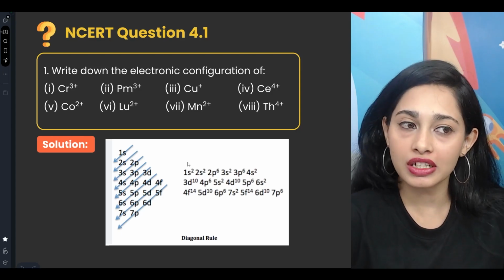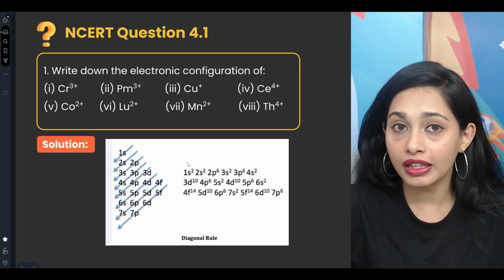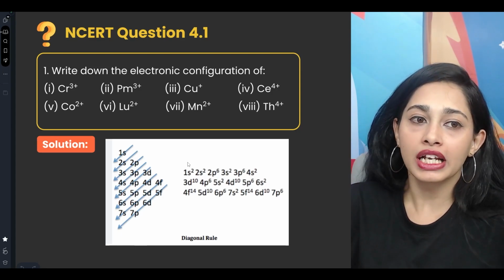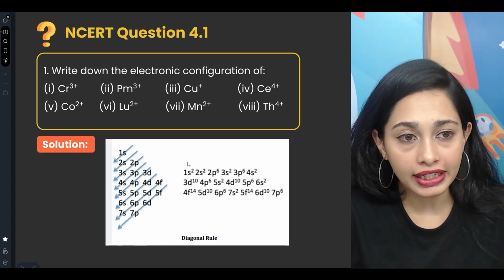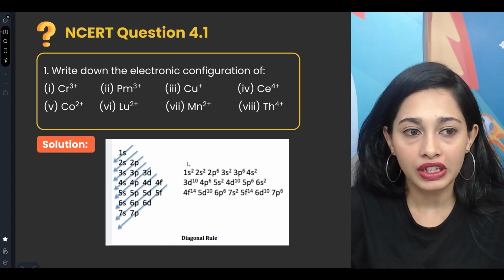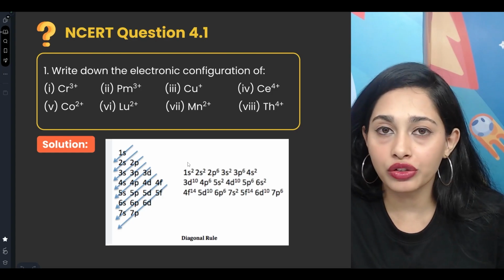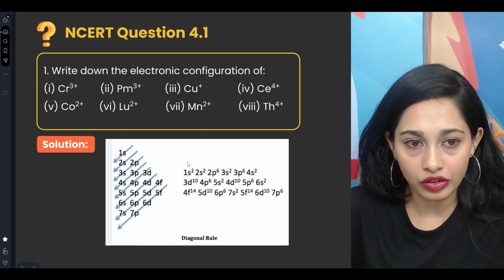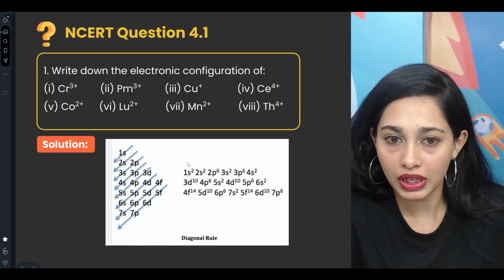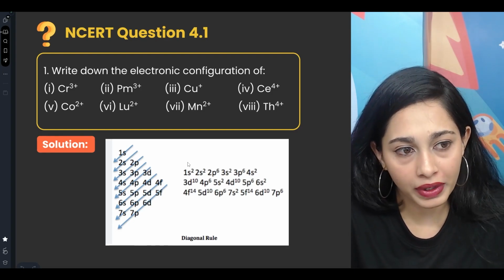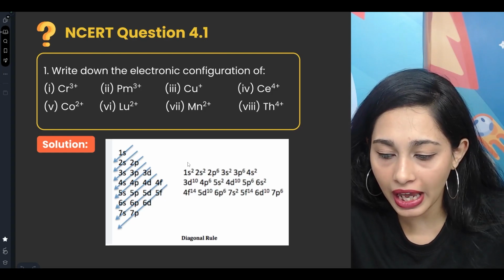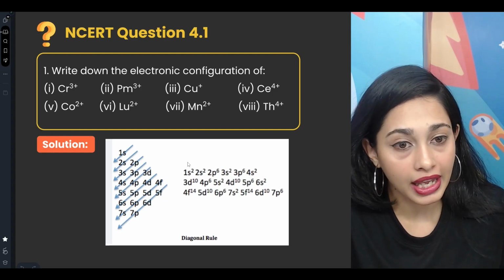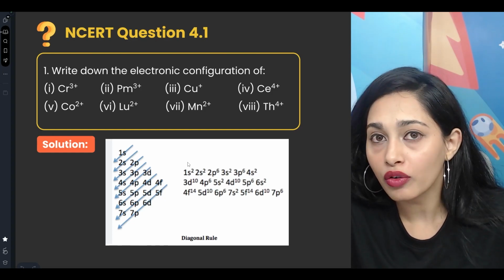We are going to discuss the very first question from D and F block elements. So NCERT question 4.1. Write down the electronic configuration of these elements. So we need to write for chromium 3+, promethium 3+, copper +, cesium 4+, cobalt 2+, lutetium 2+, manganese 2+, and thorium 4+.